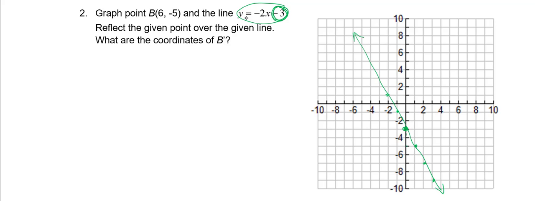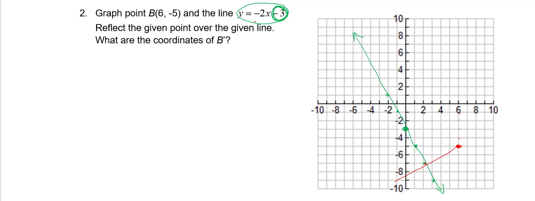Now let's take a look at the point that I have here. The point is (6, -5). So 6, then 1, 2, 3, 4, 5 in the negative direction. So it's right there. And I know that, again, it's got to go across perpendicular. It looks like it might go through that point there, but I need to verify that. I need to make sure that it's going through that exact point.